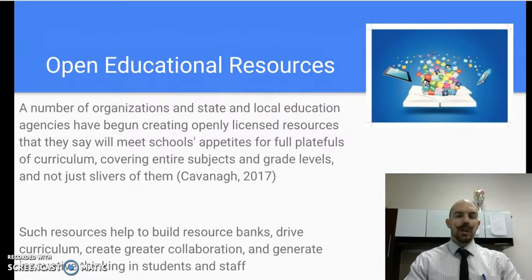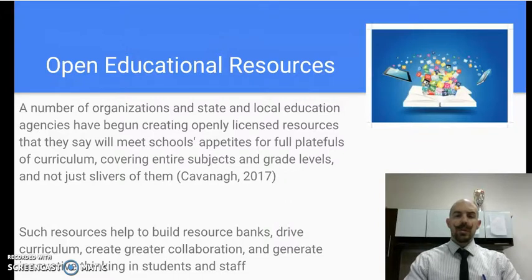Open educational resources is a really cool thing popping up for schools in the last decade. Basically, a large number of organizations and state and local educational agencies have open licenses. So this fulfills a lot of those roles for resources for schools that normally had to subscribe or pay towards limited licensing and resources, and now have more open and available opportunities for those features.